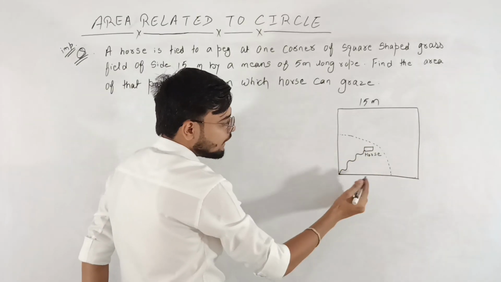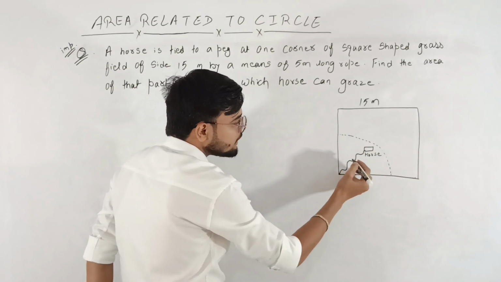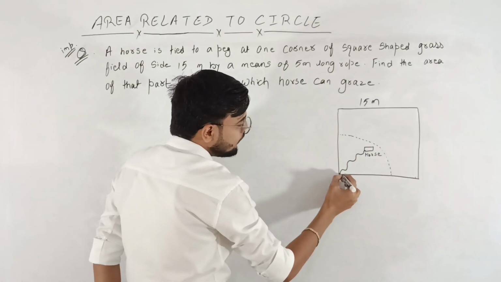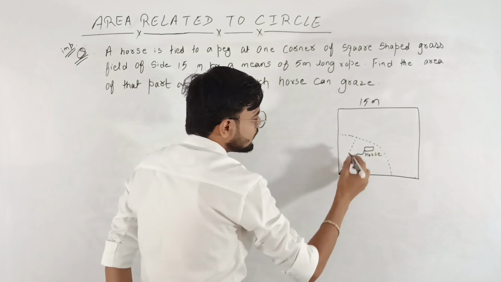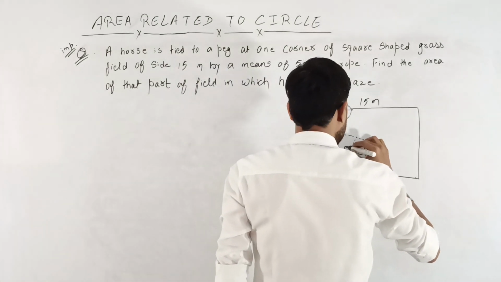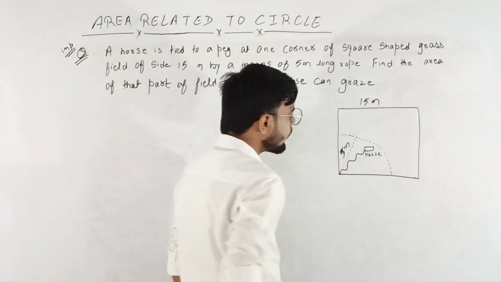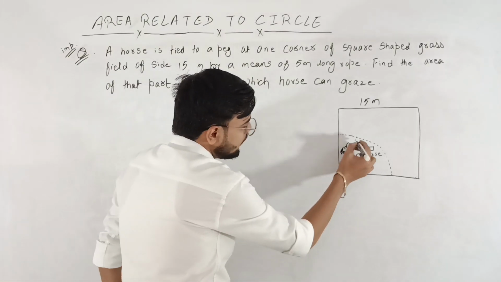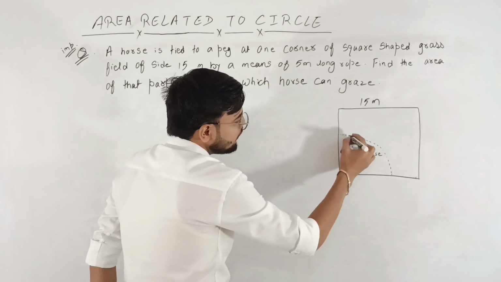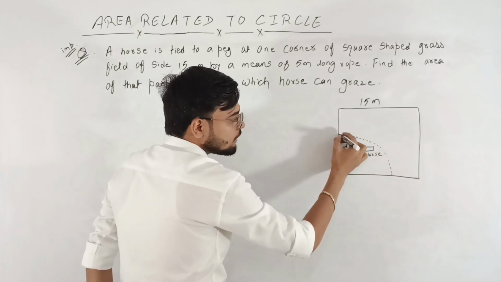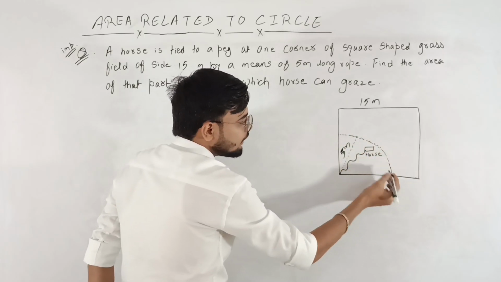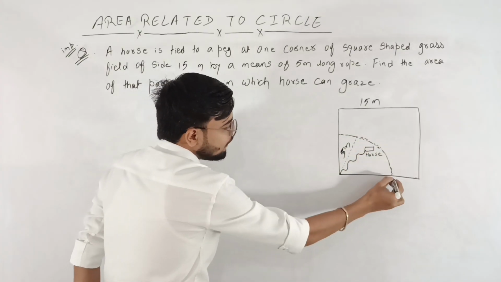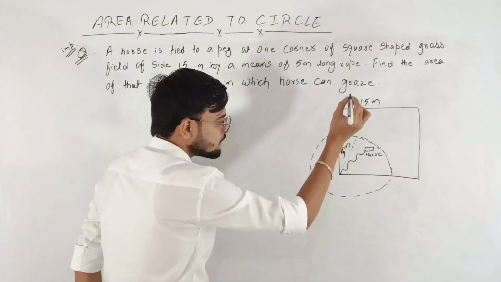So look here, suppose this is my horse and this is tied with a rope, and the length of this rope is given 5 meter. If I stretch this rope fully, now this length is given 5 meter. So we have to find the area in which the horse can graze. If the horse grazes, then this makes a circular path. This is an arc of a circle. Horse can graze in a circular path. If I continue this, then this will become a circle.